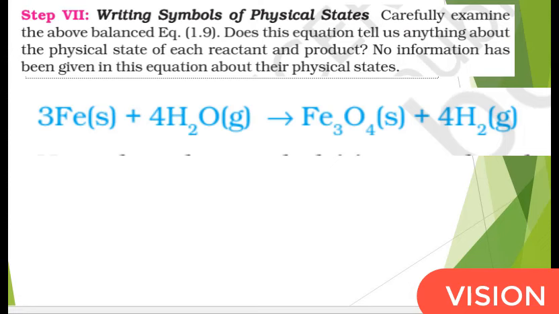Now, in this equation, ferrous is iron, that is a metal which is present in the solid state. H2O is water, so it is in the gaseous state only. It reacts with the moisture, and it is forming Fe3O4 in the solid state itself, and hydrogen gas is released, so it is in the gaseous state. This state representation is the final step.